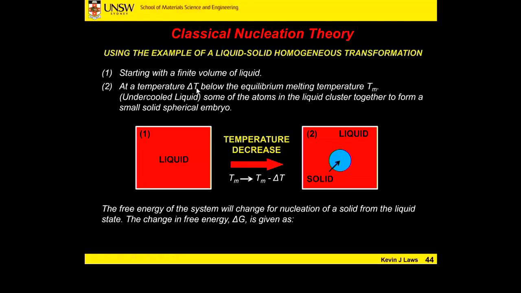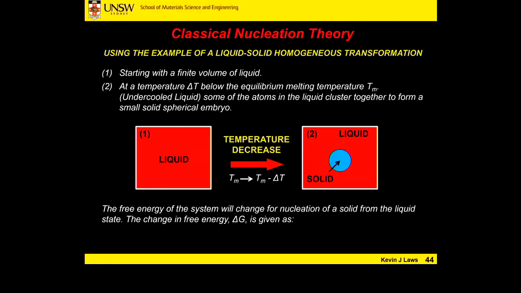Right. At a temperature, delta T, so this is at some undercooling below the equilibrium melting temperature, Tm, that we've just looked at, some of the atoms in the liquid start to cluster together to form a small, solid, and we're going to say spherical embryo.